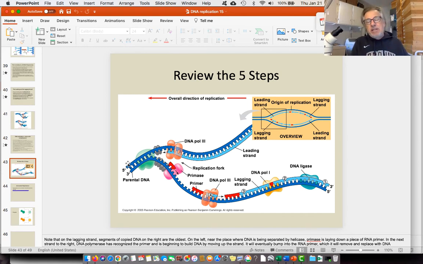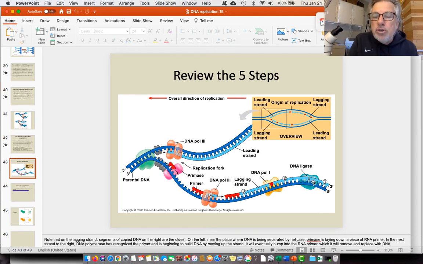Now, how long that is, I don't know. The video we saw implies it's maybe 100 or 200 base pairs gets looped out before the primer is laid down. And so the DNA is copied in fragments here. We call them Okazaki fragments. You can look up how to spell that if you need to. And so once again, you can see that process here.